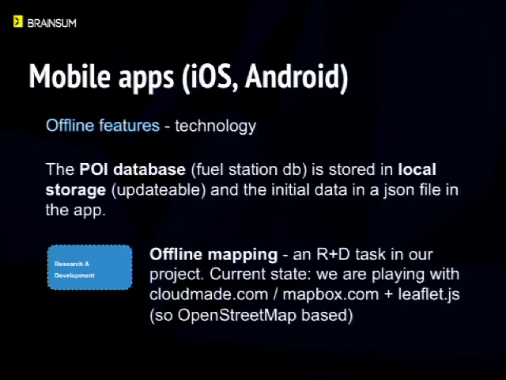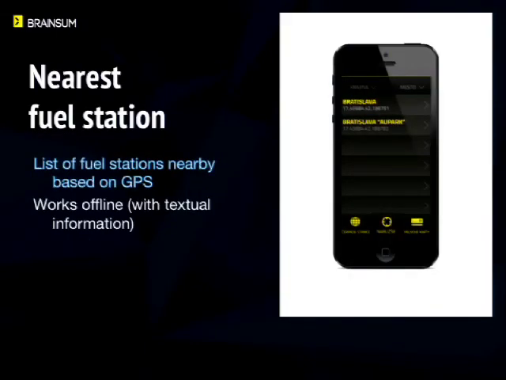The current state of the offline mapping research and development task is that we are experimenting with CloudMade and Mapbox and Leaflet, but we think that in the first milestone this won't be implemented, maybe in a later step. But to have some offline features, the nearest fuel station feature will work offline too, just textually. So when you don't have an internet connection, you will get a list of the nearest fuel stations from the local fuel station database. And if you have an internet connection, you can switch to map mode.